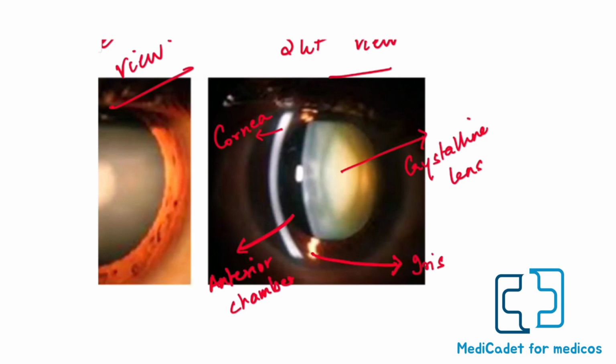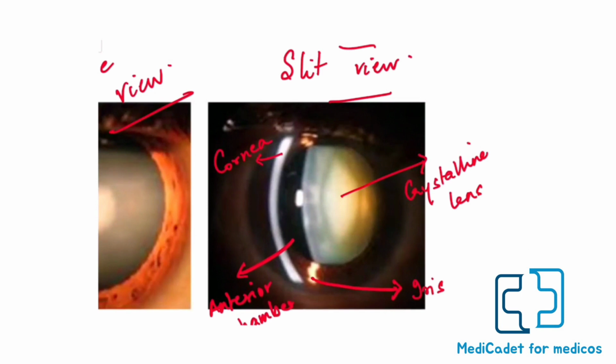So this slit view, or this cross-sectional examination, the optical cross-section that we get, is what helps us to evaluate the anterior segment with the help of the slit lamp. Okay, so this is the structural examination of your anterior segment, right? Now how about the posterior segment?